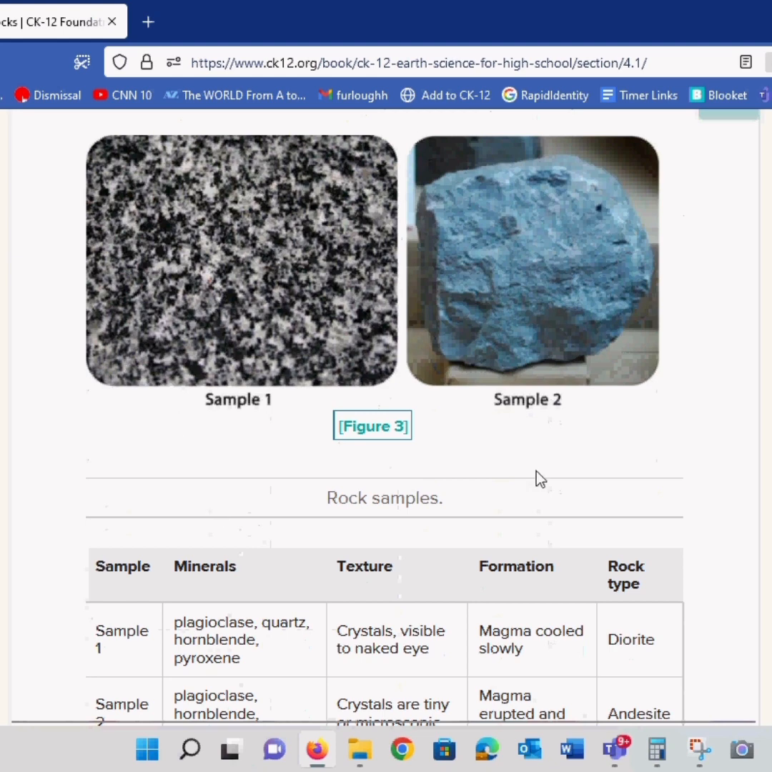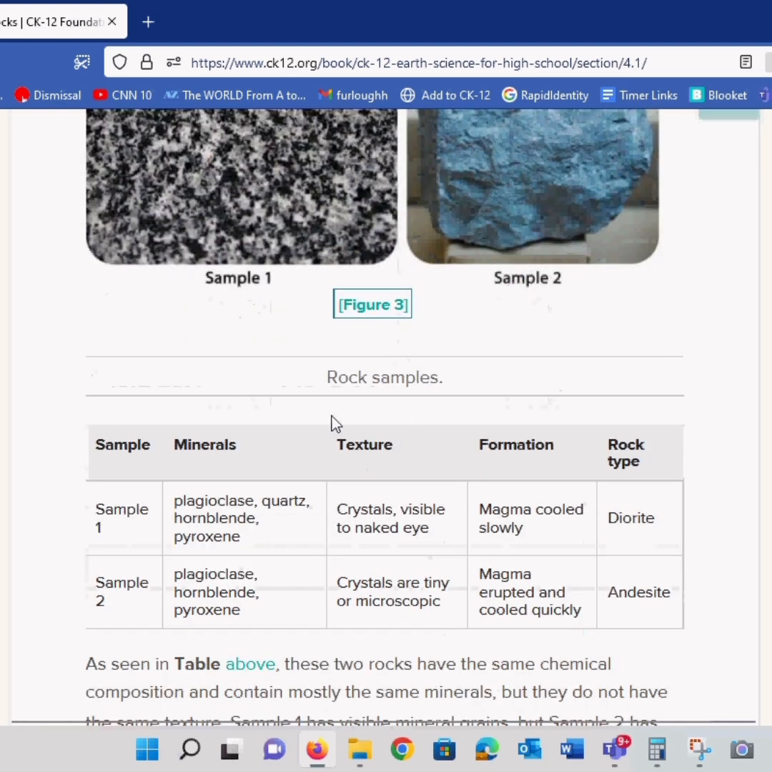So here's sample 1. This is sample 2. Rock samples. That's what it says right there. All right. So sample 1, sample 2. Looking at the chart, sample 1 includes the minerals plagioclase, quartz, hornblende, and pyroxene. For texture, in sample 1, the crystals are visible to the naked eye. Formation, sample 1 is magma cooled slowly. And rock type for sample 1 is diorite.